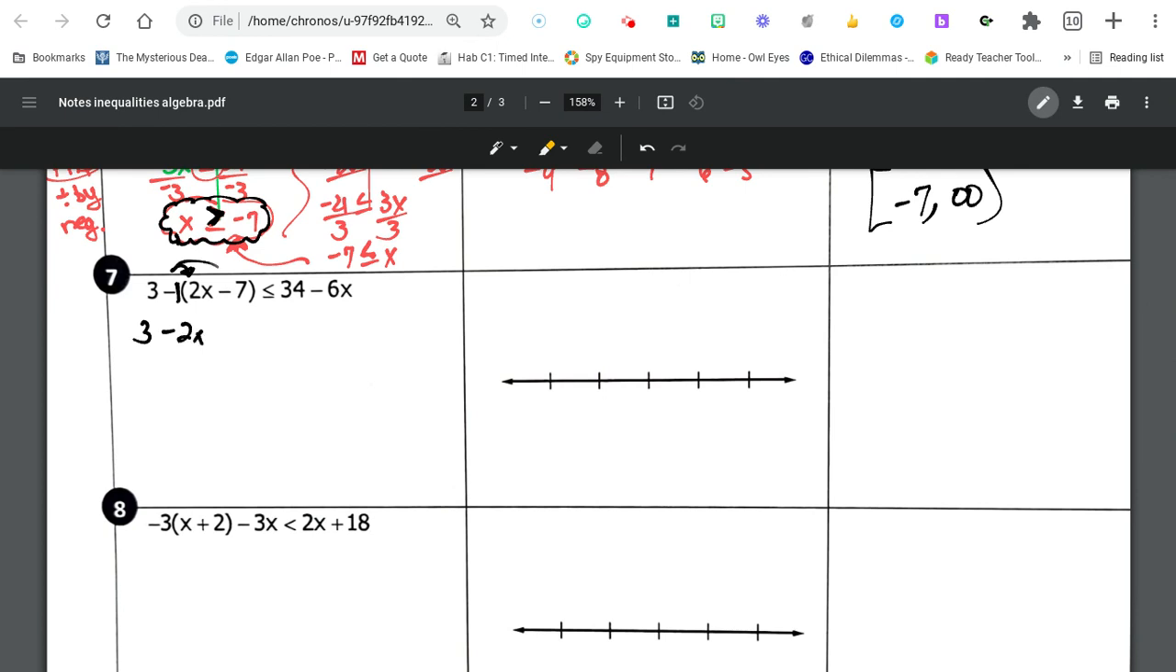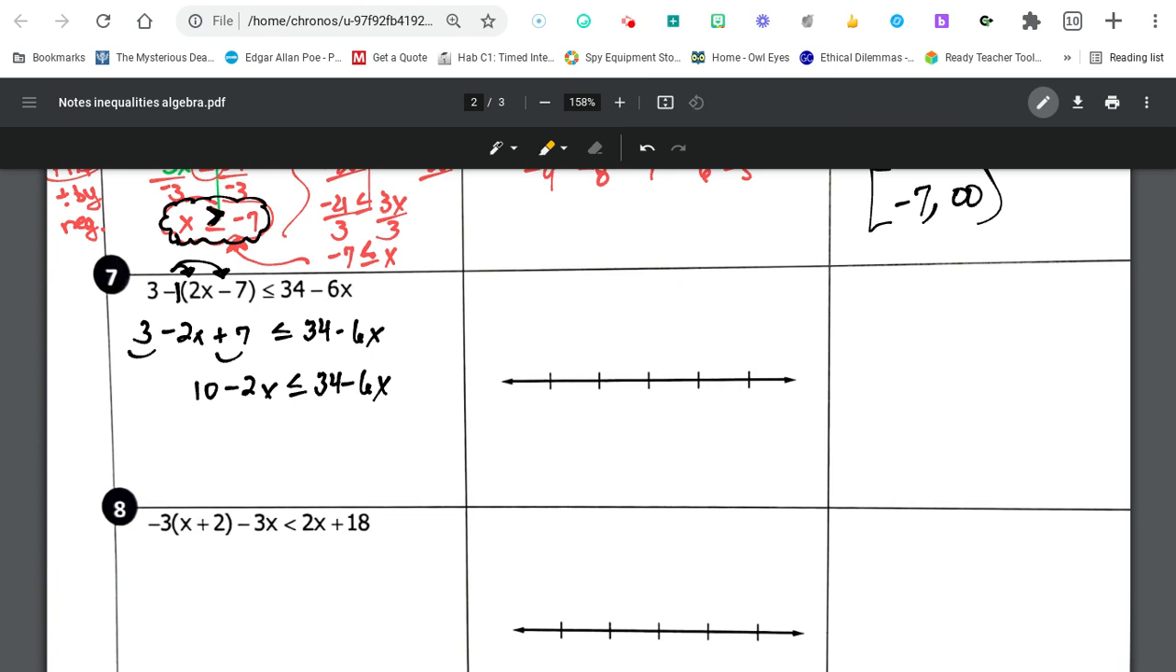It's going to be -2x. And -1 times -7 is +7. And bring the rest back down. On the left side, let's go ahead and combine 3 plus 7. 3 plus 7 is 10.